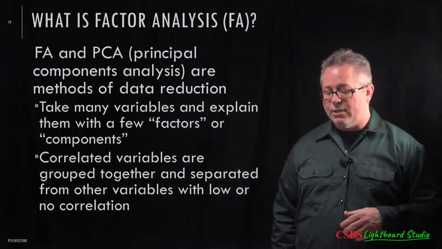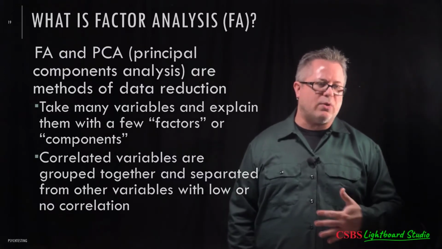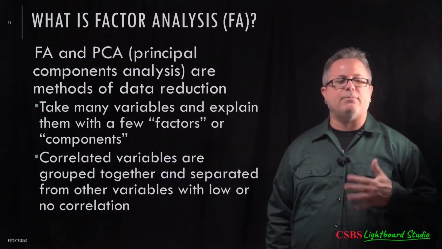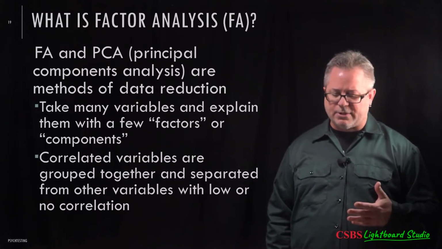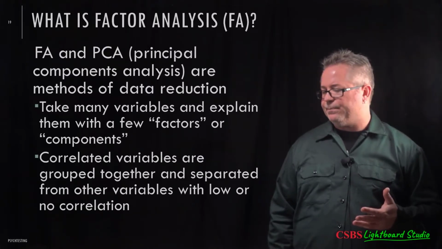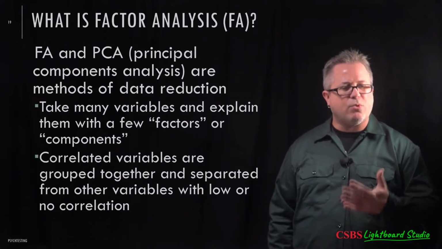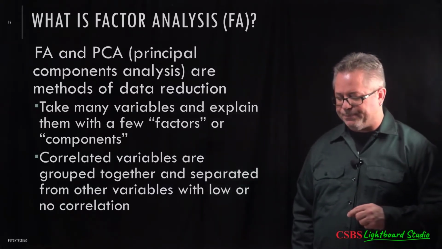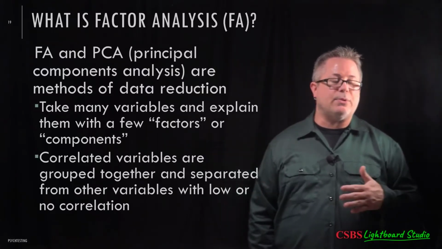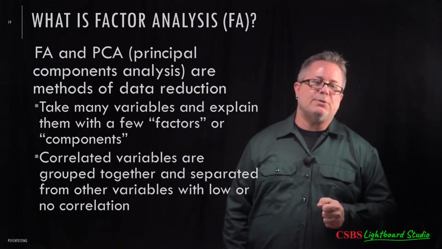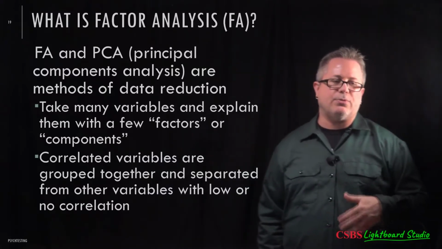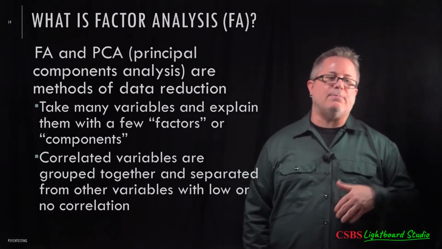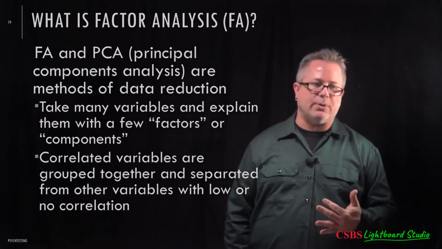Factor analysis is done when there's a little more theory driving the questions, and it's a little more mathematically mature. It does more to try to get at the real relationships between variables than principal components does. It digs in a little deeper. So they're both methods of data reduction. They both are applied to a correlation matrix and try to break it down into smaller chunks. They take many variables and explain them with a few factors or components, depending on which one you're using.